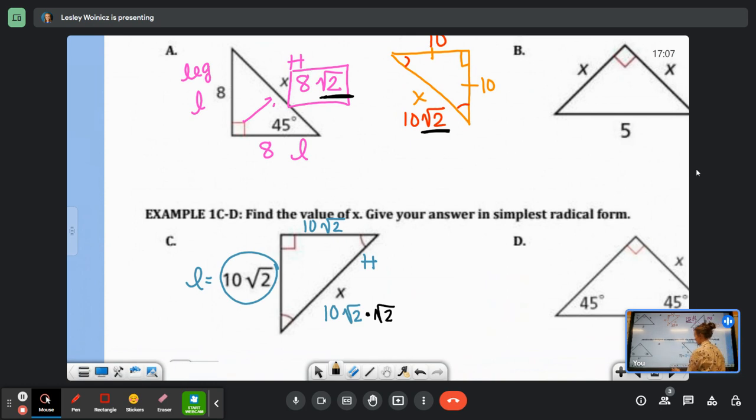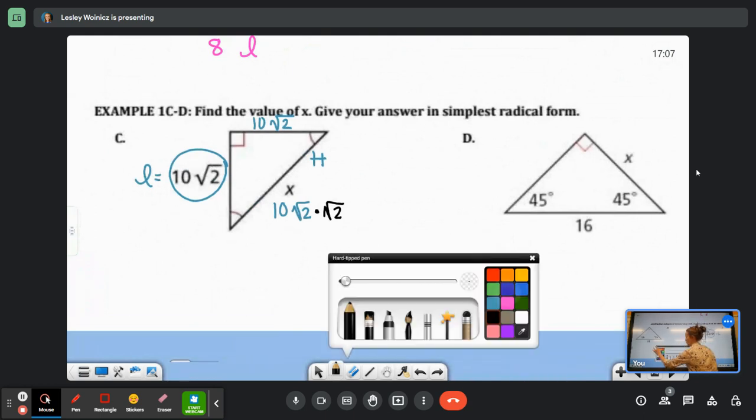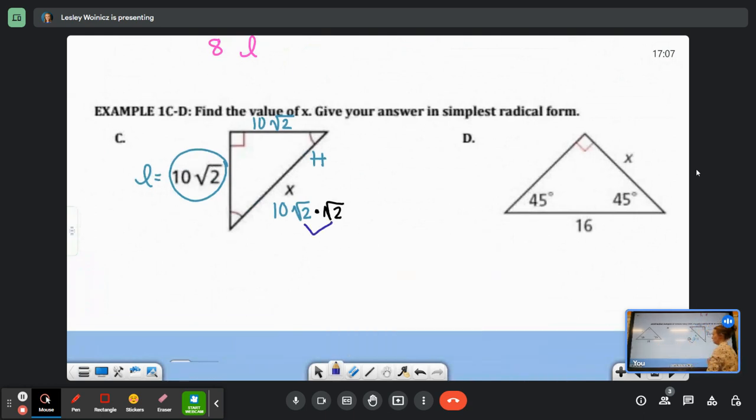Okay, now if I have a root 2 times a root 2, that just makes a regular 2. So that's 10 times 2, because root 2 times root 2 is root 4, right? And we know the square root of 4 is 2. That's why. And 10 times 2 is 20. So my x is 20.